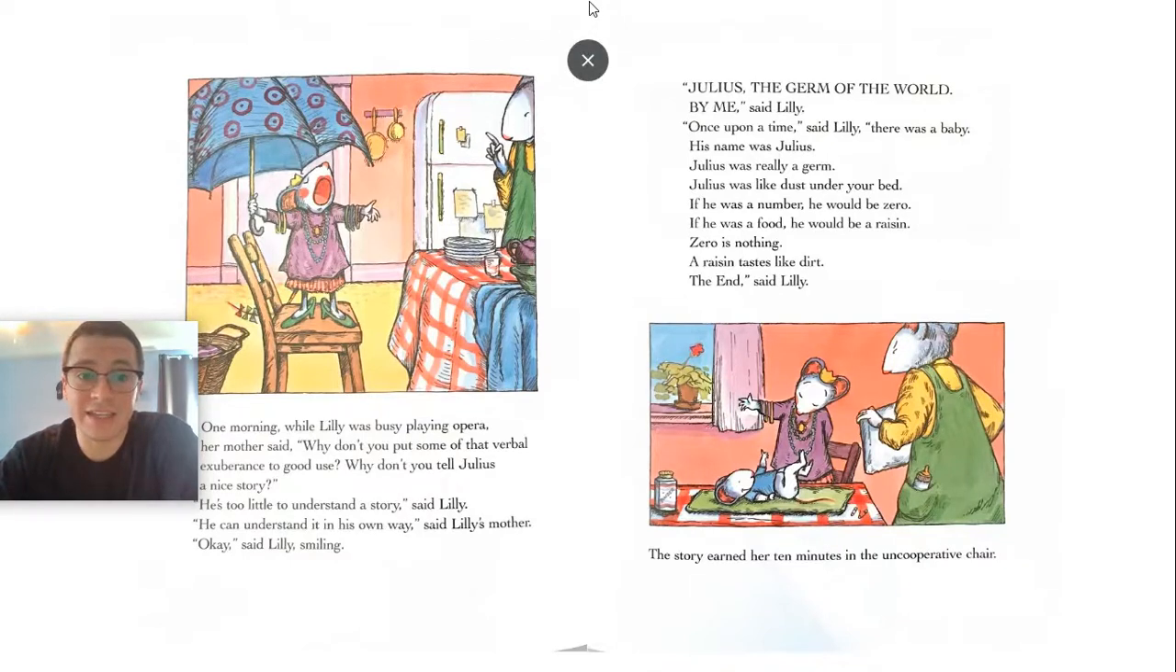So, Lily is still not happy about Julius being in her house and taking her attention away from her. And so she is acting mean because she is upset and she's jealous.